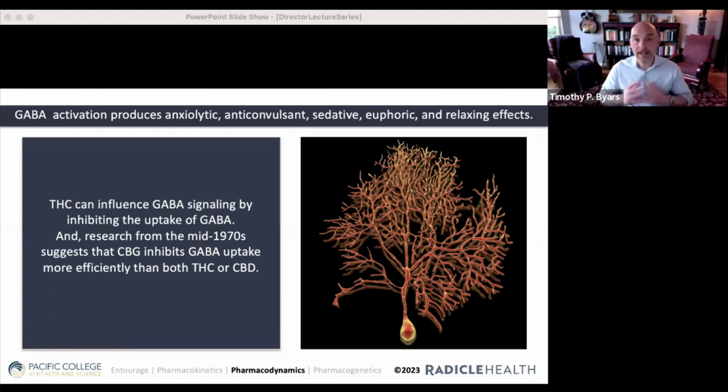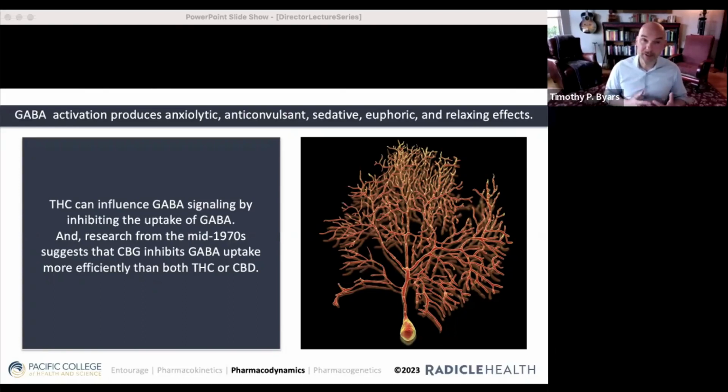So receptor activation produces anxiolytic effects. It can be anticonvulsant, amnesic, sedative, hypnotic, euphoric, and then also it can have muscle relaxing effects. CBD is a positive allosteric modulator of GABA A, and this is another mechanism that might help explain CBD's anti-epileptic and anxiolytic properties. THC can also influence GABA signaling by inhibiting the uptake of GABA.